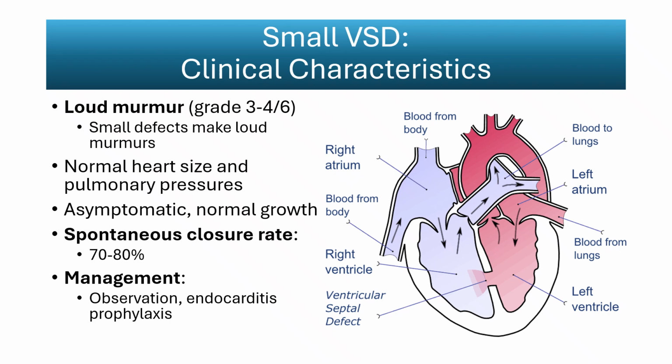Most small defects close on their own, with reported spontaneous closure rates approaching 70 to 80%, especially for muscular VSDs. Management focuses on careful observation rather than intervention. These infants generally do not require heart failure medications or surgery. Prophylaxis for infective endocarditis has historically been recommended, though current guidelines limit prophylaxis to select high-risk groups. Clinicians should confirm the most recent recommendations for their practice setting. The key teaching point is that small VSDs are loud but usually benign, requiring monitoring rather than aggressive therapy.